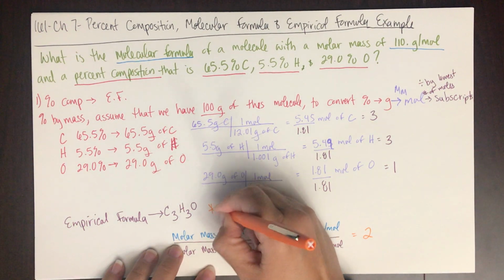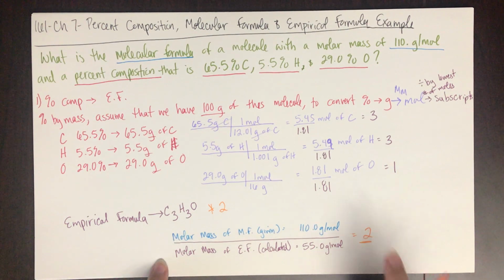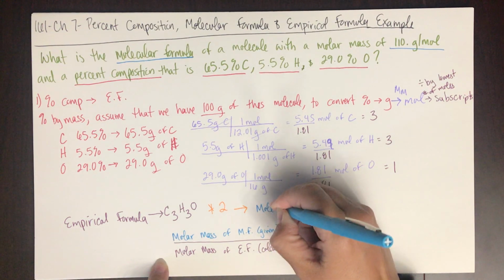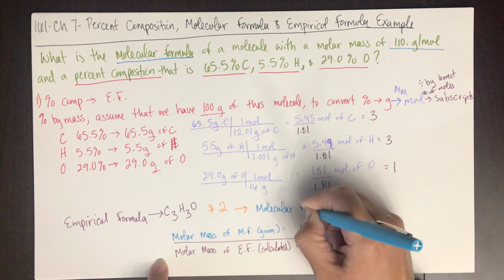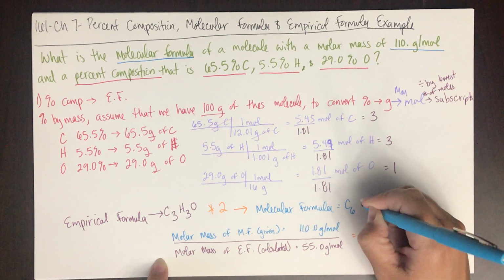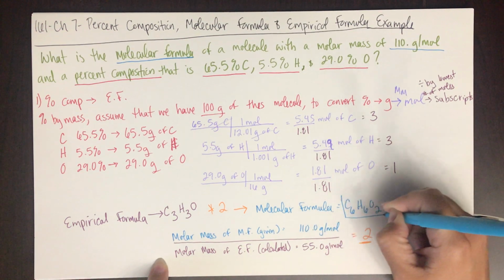So I'm going to take everything and multiply it by 2 to get the molecular formula. That's going to tell me the molecular formula is C6H6O2.